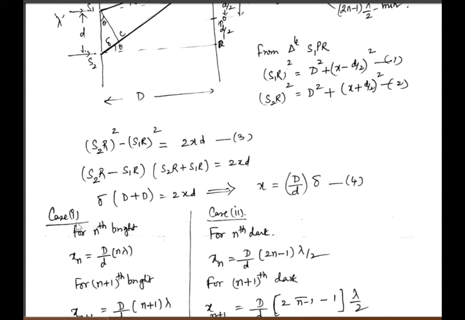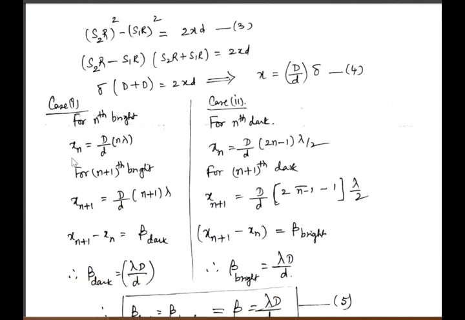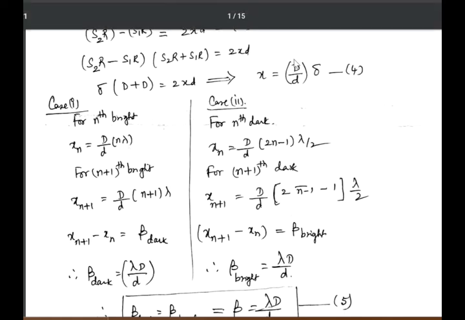And case 1, for the nth bright fringe, we can write xn is equal to D by d. Put delta is equal to n lambda in this equation. So we'll get D by d into n lambda. Similarly, for the n plus 1th bright fringe, we can write xn plus 1 as D by d into n plus 1 into lambda. That means in place of n, you just write n plus 1.